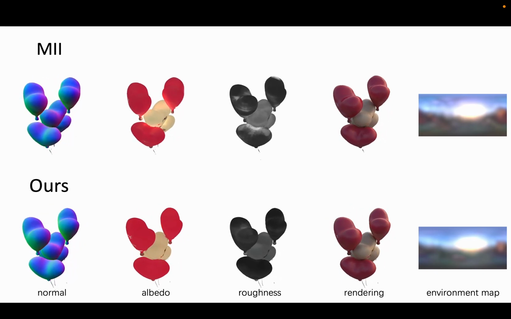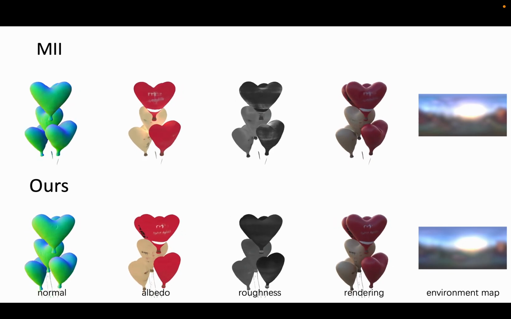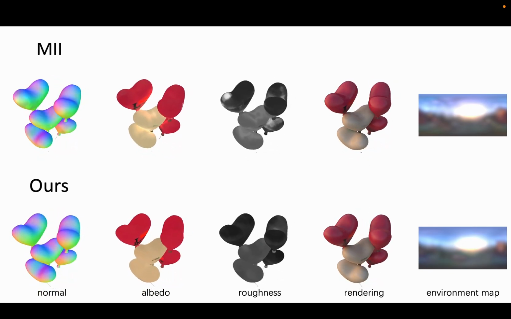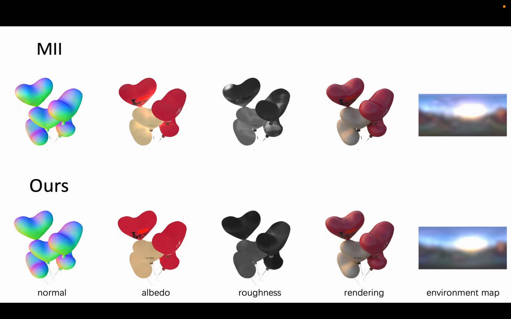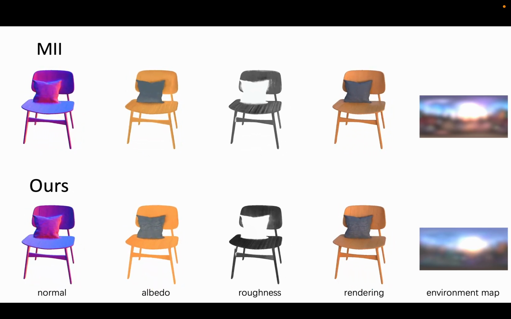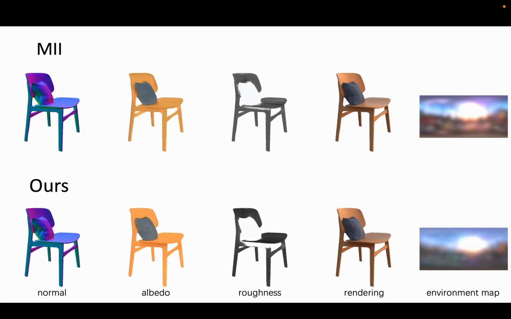Similarly, in this balloon scene, the second column shows that our method precisely predicts the text on the balloon while MII predicts blurry albedo. Also, MII is sensitive to bright lights, as shown by the bright spots on the roughness image in the third column. We show 2 more qualitative comparisons with MII, where our method predicts more clean and realistic environment map.